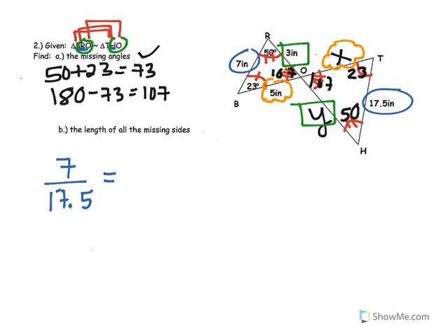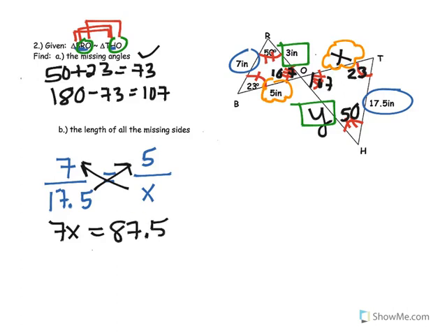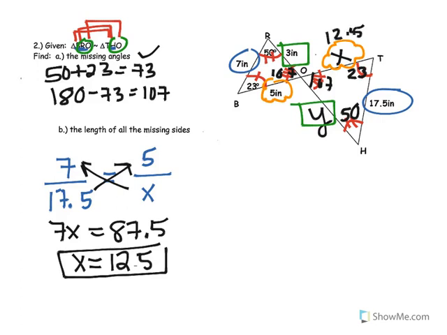So let's set up a proportion. 7 over 17.5 has to equal, let's solve for x first, 5 over x. Remember, double check, do 7 and 5 come from the same triangle? Yes, so we're good to go. And let's cross multiply. So I get 7 times x equals 87.5. And divide by 7 on both sides, and I get that x is 12.5. So that means the length that I was missing up here is 12.5.